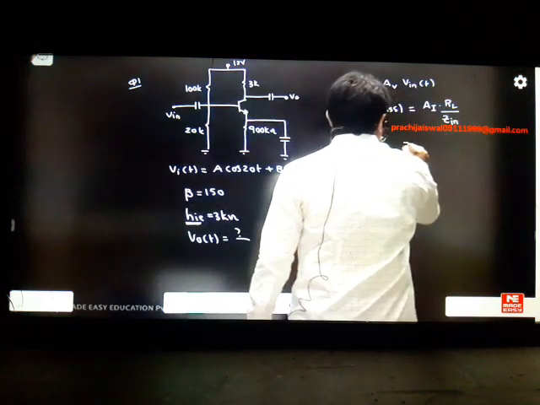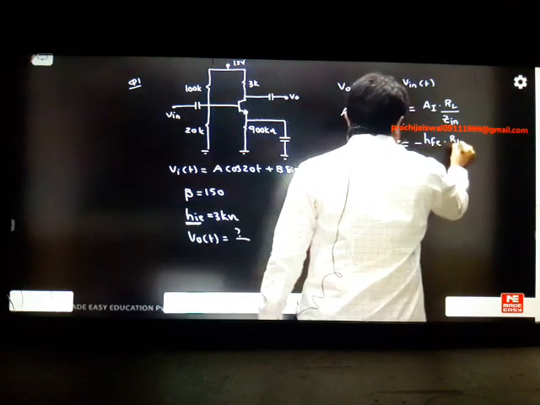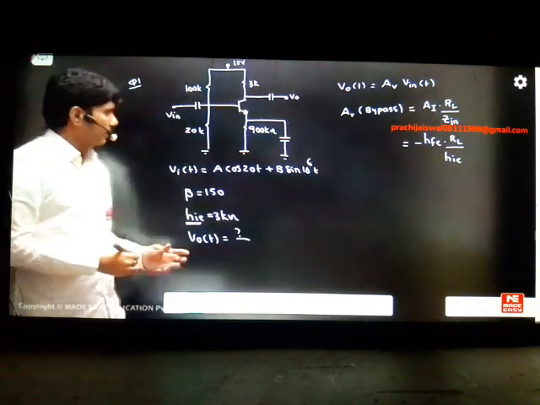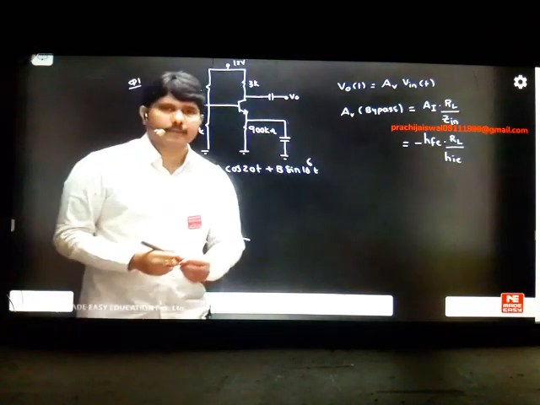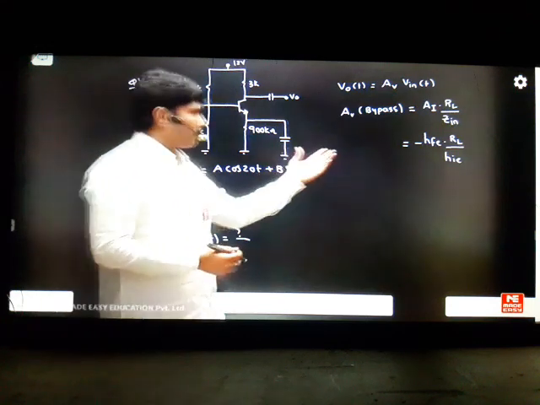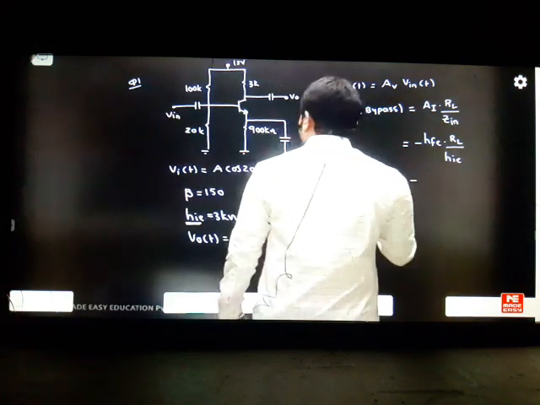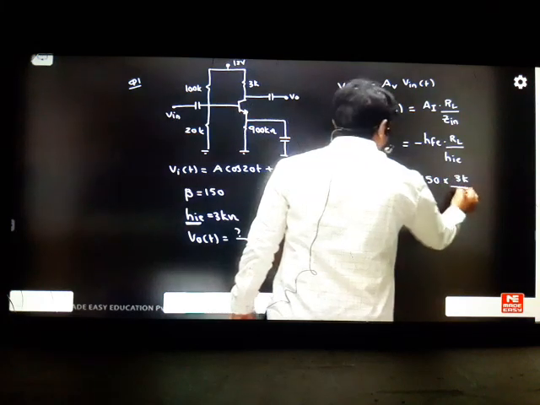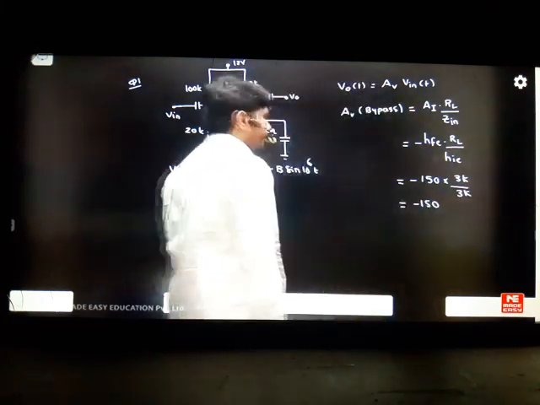This is the 2-port network formula. Current gain means here minus HFE, load is load, input impedance is HIE. So this is called the approximate model. Why approximate? In this question he has not given HRE and HOE. If they don't give, I'll go for the approximate formula. HFE means beta, it is 150, into load 3K, input impedance 3K. So the answer is minus 150. Nicely, I got the gain.